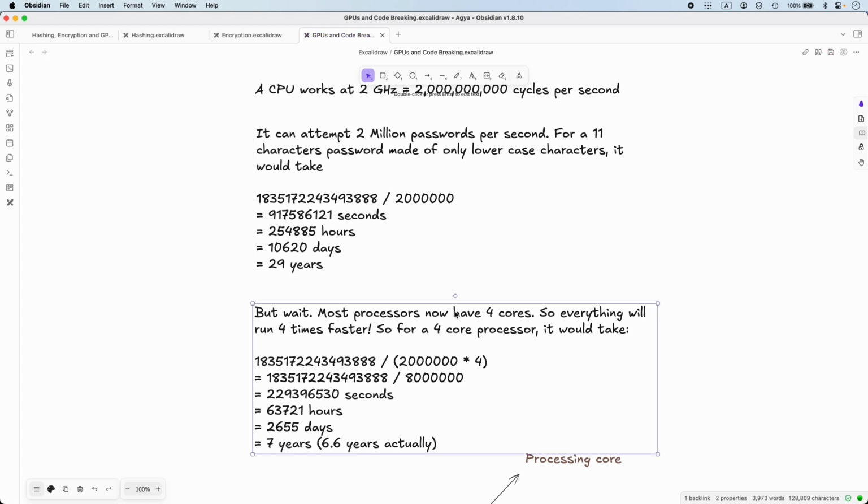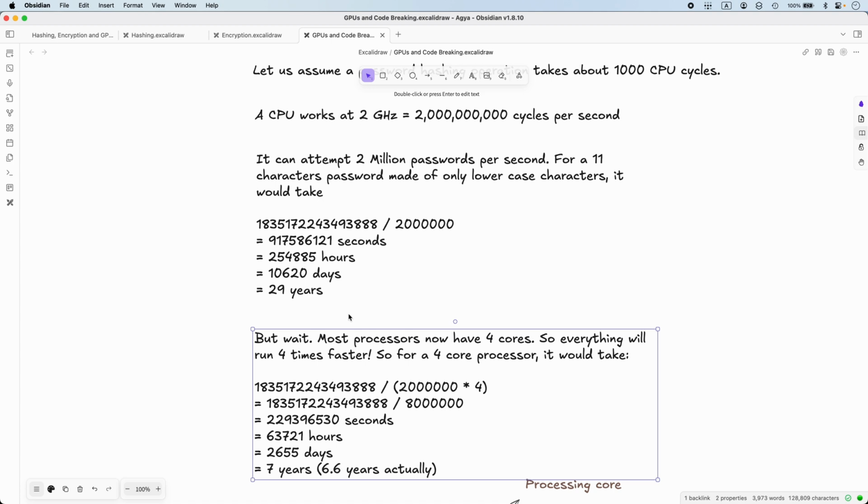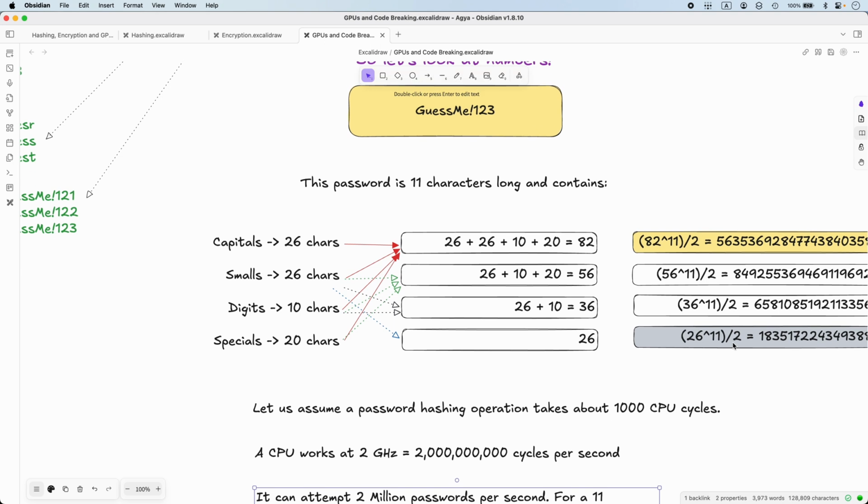But you have to consider that most processors that you'll get in any fair laptop that you buy, or a phone, they'll have 4 cores. Even 8 core processors are not very uncommon now. You can easily get an octa-core processor. Let's assume it has got 4 cores. What happens to the numbers? It goes to 6.6, approximately. So you have got 4 CPUs trying to break the password, 2 million guesses per second. It will take approximately 7 years to guess your 11 character password made of only small characters.